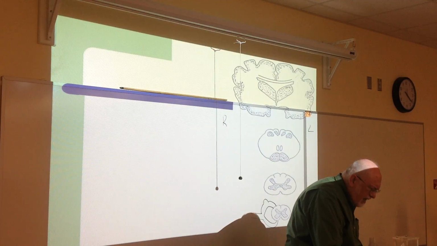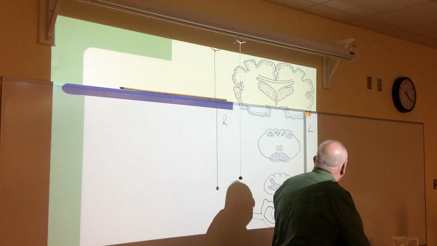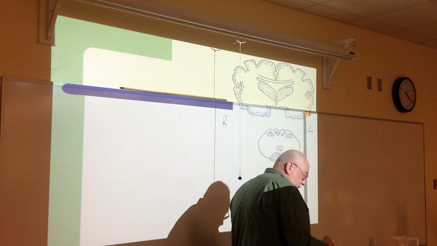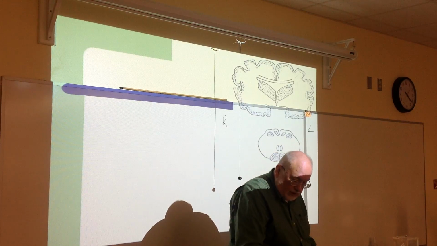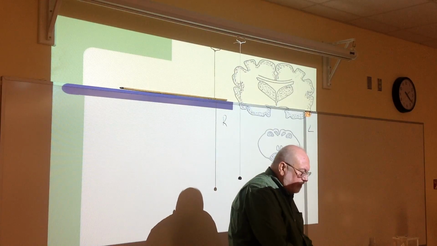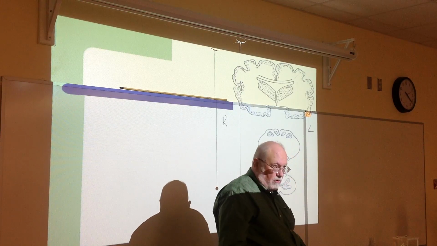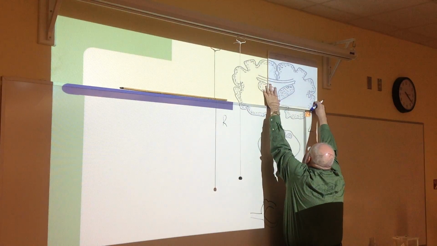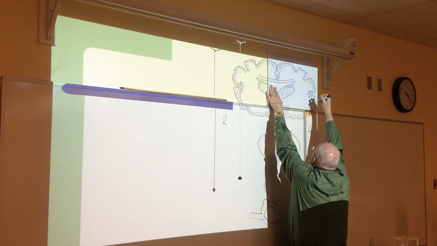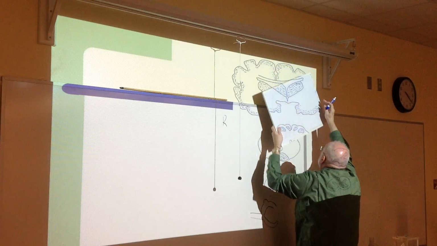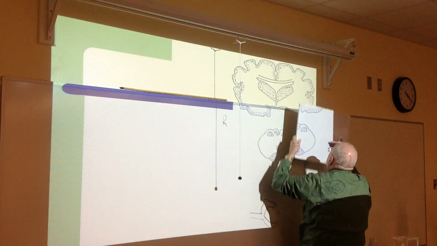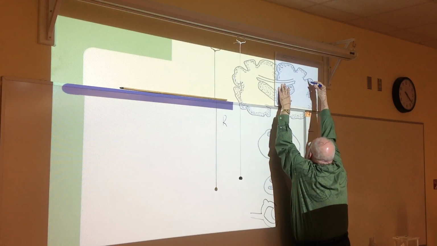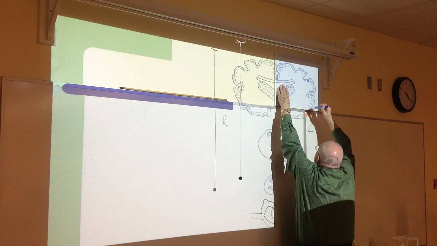All right, so where do we start? Well, we start up on the cortex. Now, if we want to move the right foot, which side of the brain am I going to start on? On the left. All right, so over here somewhere on the left, I'll put it here. All right, there's the neuron.